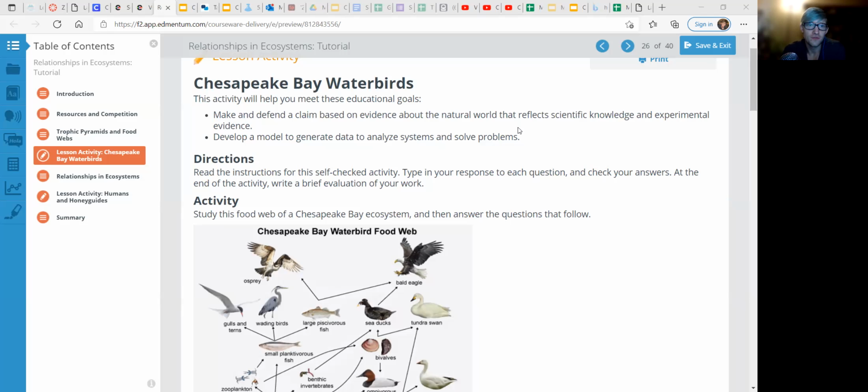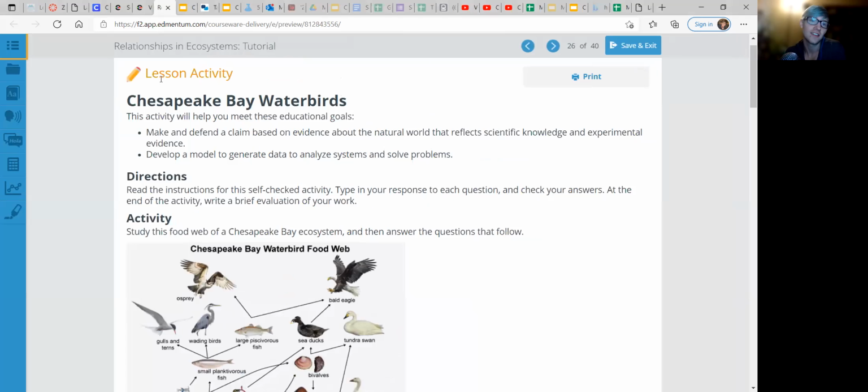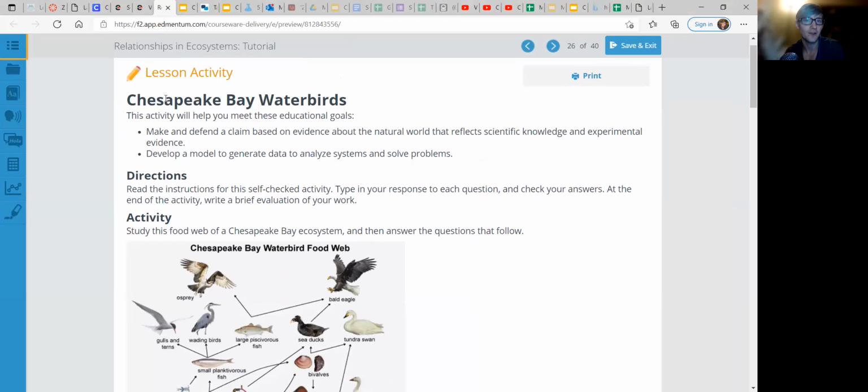I am going through the relationships in ecosystem tutorial, and we are on the lesson activity. I noticed some people were stopping at this point in the tutorial before moving on, or they just got lost and whatnot. But I'll walk you through it, kind of give you some background and context as to why the answers are the way they are.